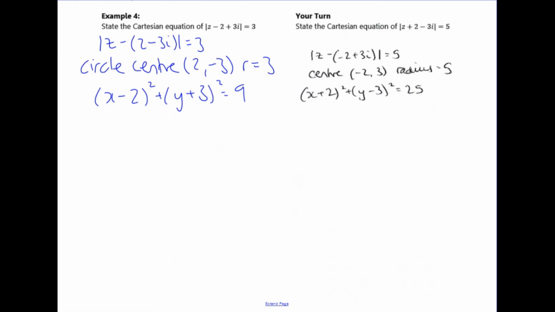So rewriting the locus as z minus (-2 + 3i) tells you the center's at (-2, 3), and the radius is 5, which you can stick into the Cartesian form to get your (x + 2)² + (y - 3)² = 25.